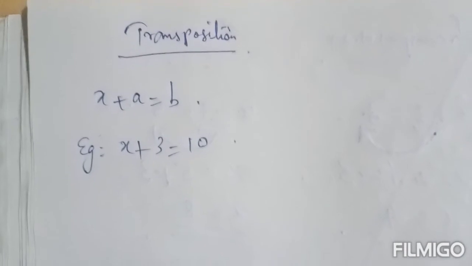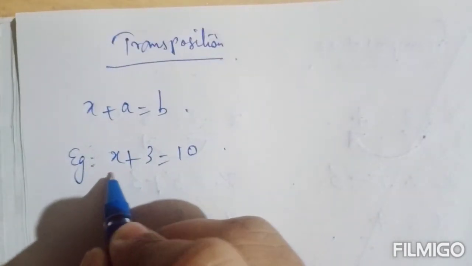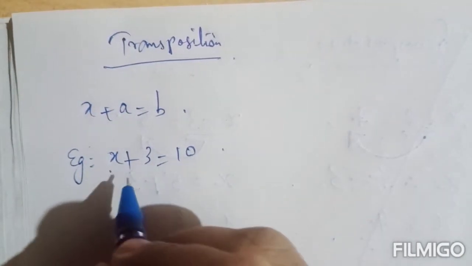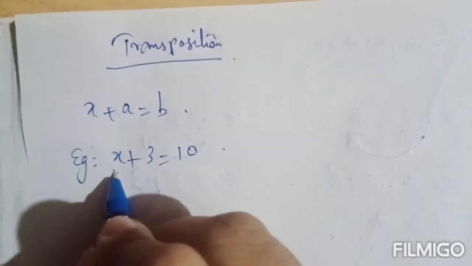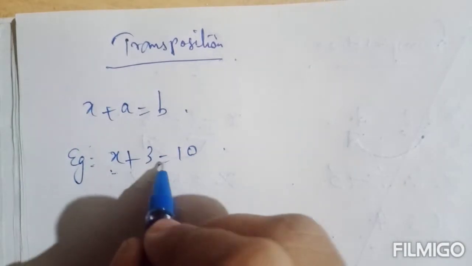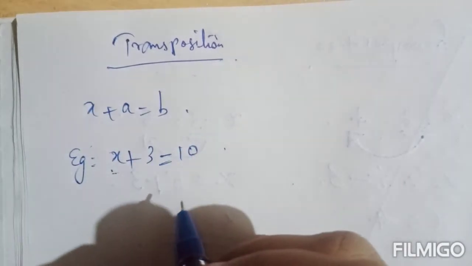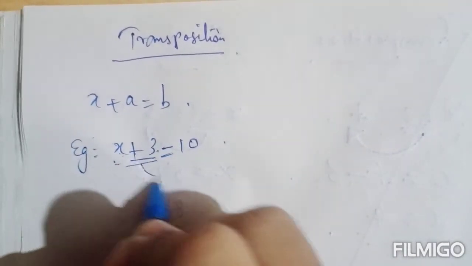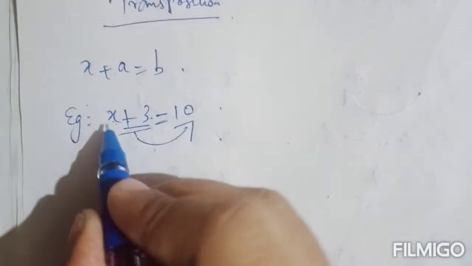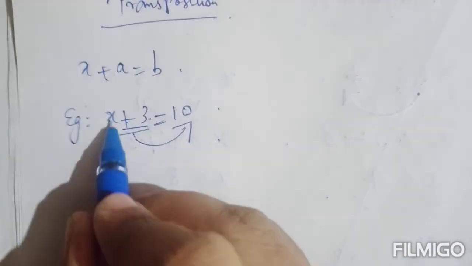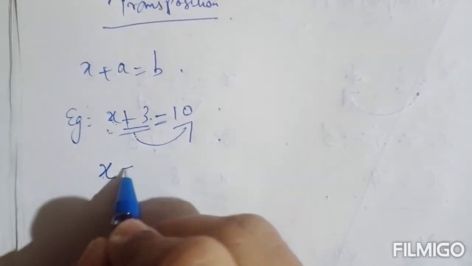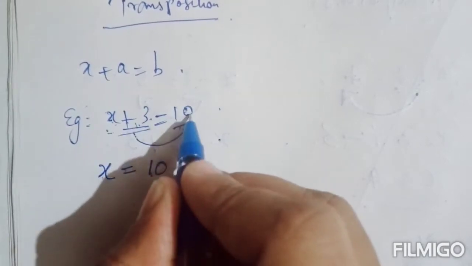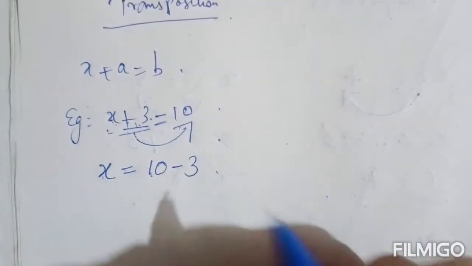Here what to do is, we are taking all the terms except the variable to the other side. All the terms along with the variable are taken to the other side of the equation. So here, x plus 3. This plus 3 we are taking to the other side. So x will be alone on the left side, and x equal to 10 is there on the right side. This plus 3, on taking to the right side, will be minus 3.